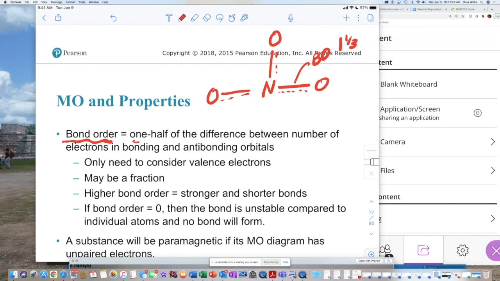We're told bond order is 1/2 of the difference between the number of electrons in bonding and anti-bonding orbitals. Here's the formula. Bond order is 1/2 times bonding electrons minus anti-bonding electrons. So you can see right here, the anti-bonding electrons take away from the bonding electrons, right? So if you have an equal number of anti-bonding electrons as bonding electrons, essentially no bond will form, okay? Because they take away from the relationship.